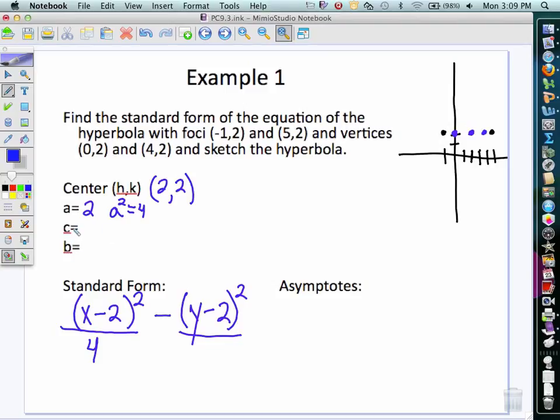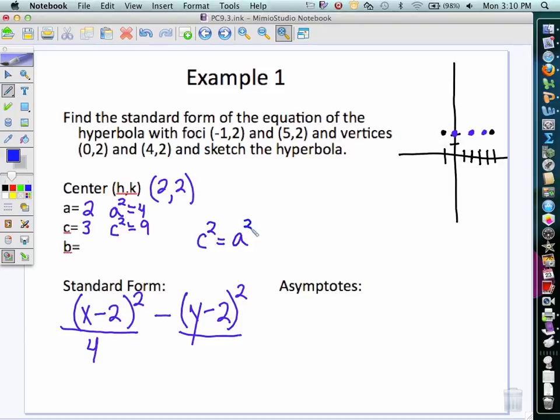For the y, I would need my b squared. Well, I don't know my b squared. I do know my c, and c is how far the focus is from the center. Well, the center to the focus right here is 3 units away. So then we know that c squared is 9.